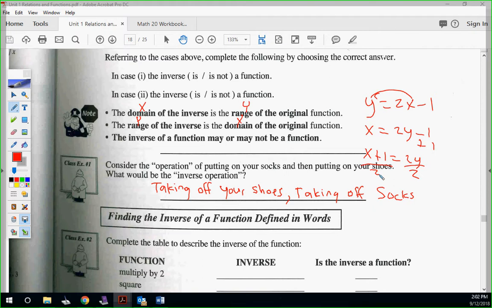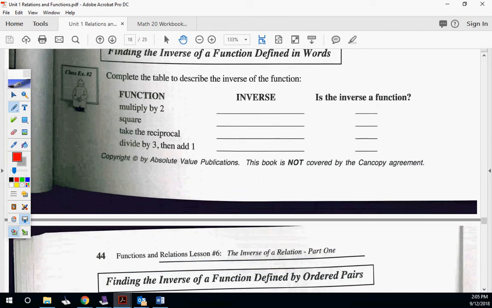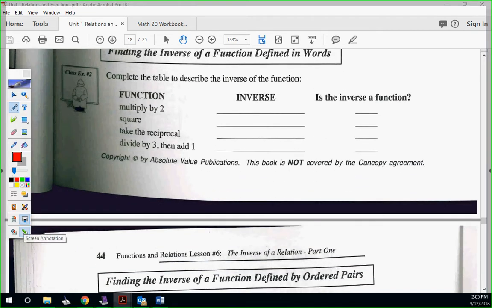Let's look at these simply. Jacob, what do you think? Multiply by 2, what's the inverse? Divide by 2. Let's just do this column first. Brooklyn, if I said square, what's the inverse? Yep, square root. Mo, what do you think it is for take the reciprocal? Well, tricky. Take the reciprocal.